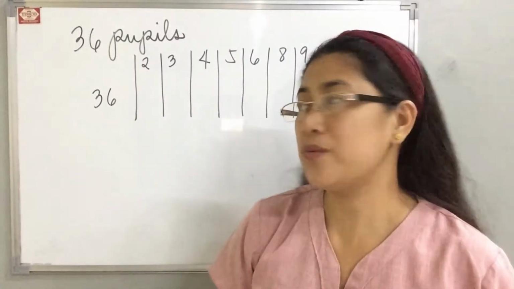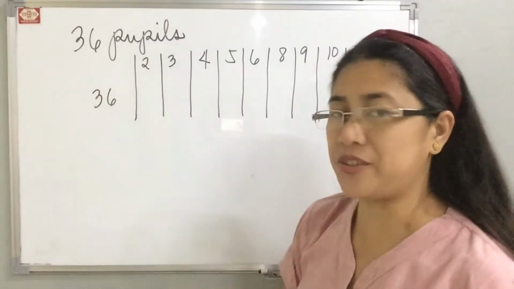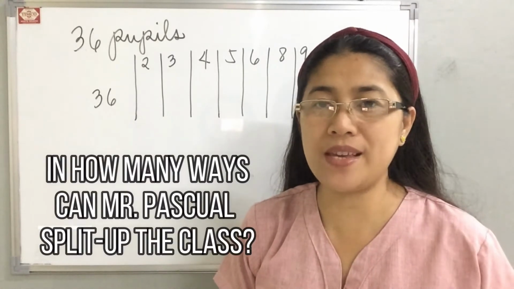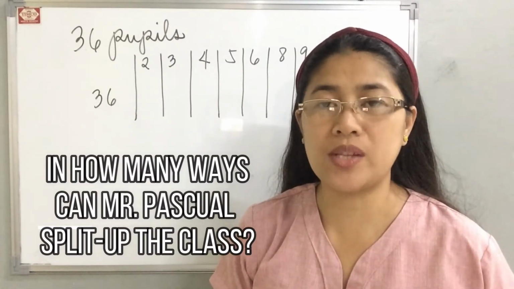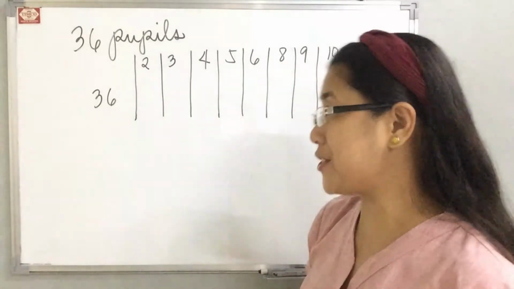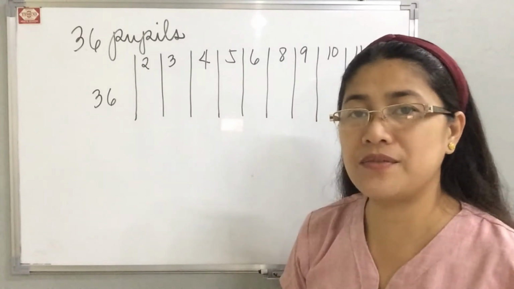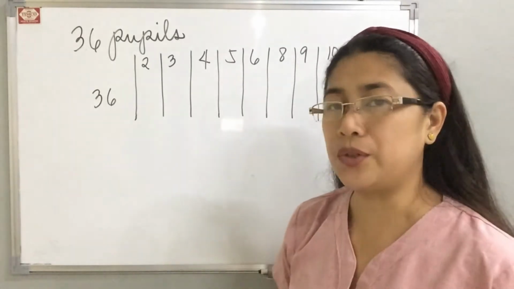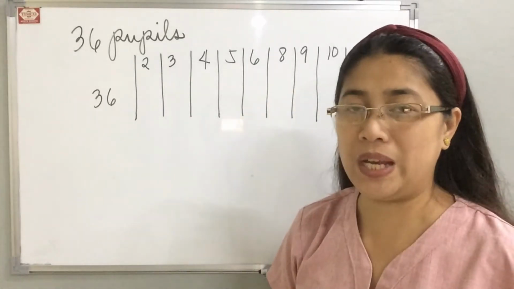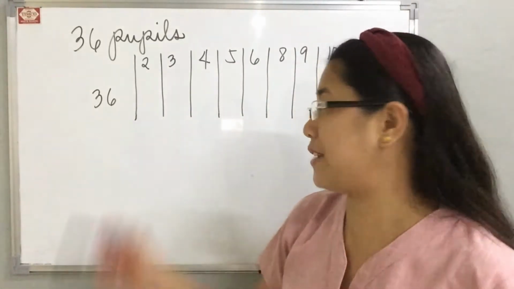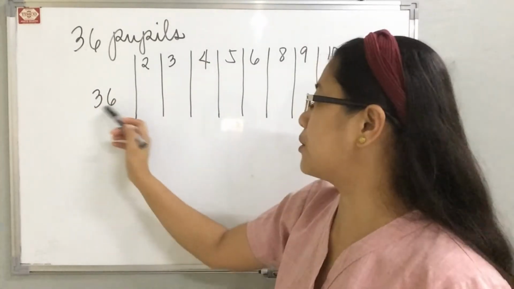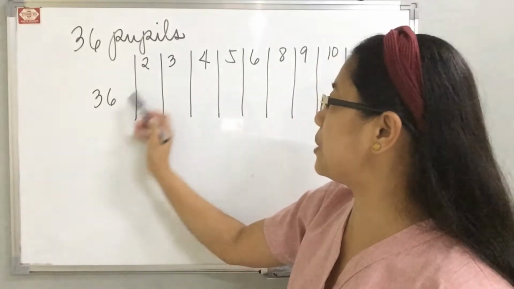So in our given, we have 36 pupils, right? And the first question is, in how many ways can Mr. Pascual split up the class? So, let's solve it first by using the divisibility rules for numbers 2, 3, 4, 5, 6, 8, 9, 10, 11, and 12. So, let's identify if 36, okay, this 36 refers to the pupils, is divisible by the following numbers.